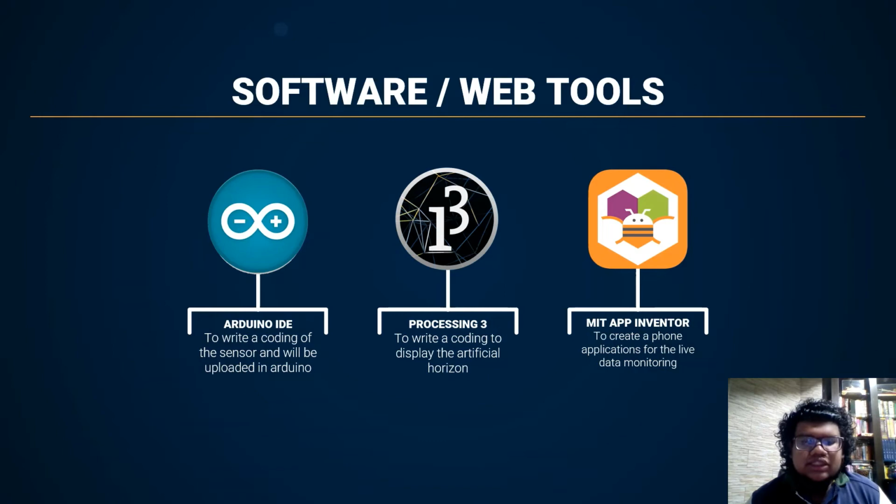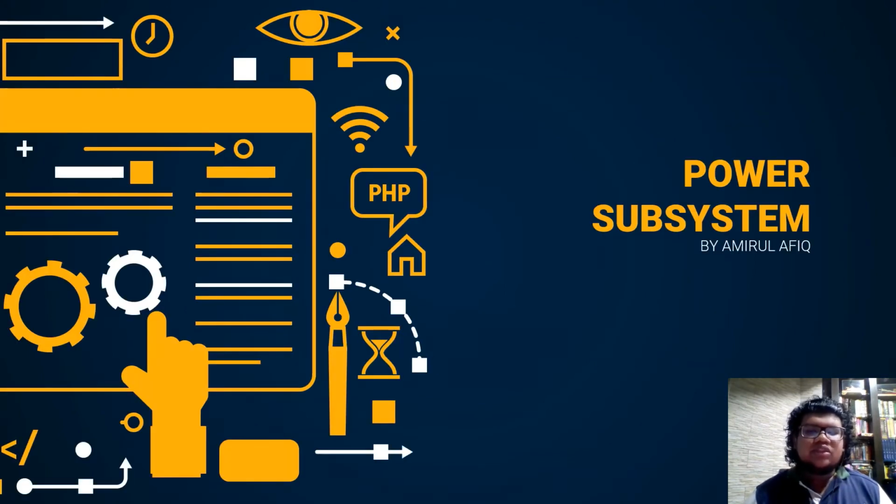Next, we use Processing software to write the code to display the artificial horizon. And lastly, we use MIT App Inventor to create an application for live data monitoring. Next, we move to the power subsystem of our project.